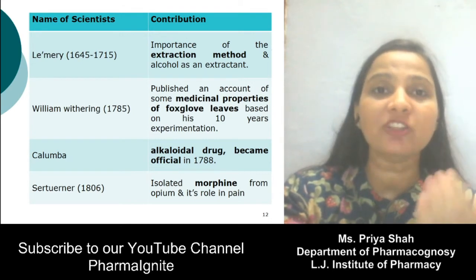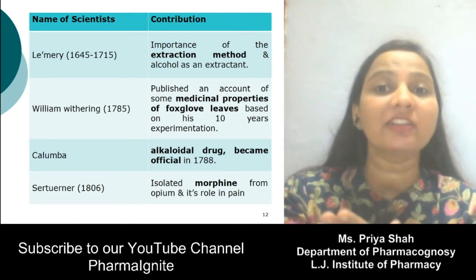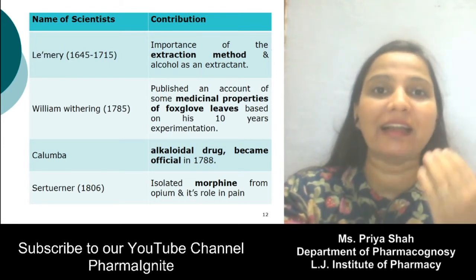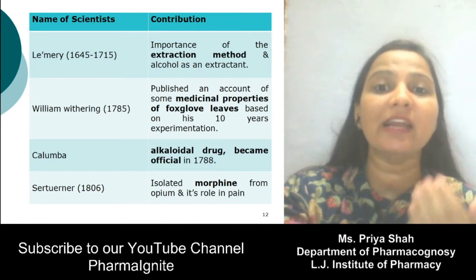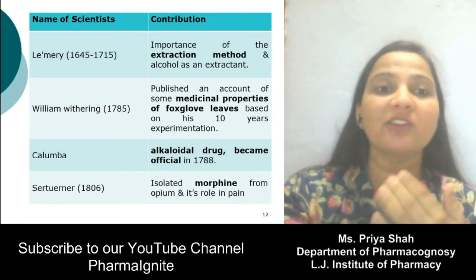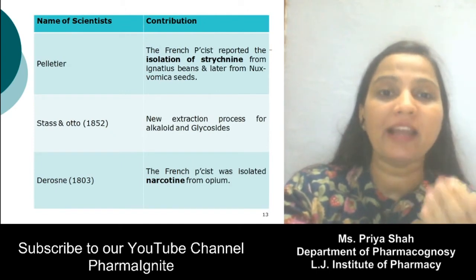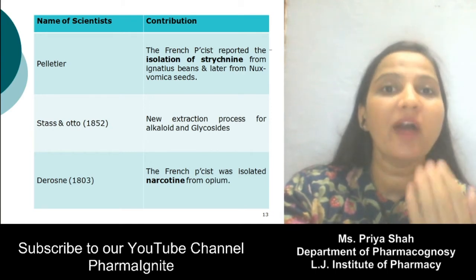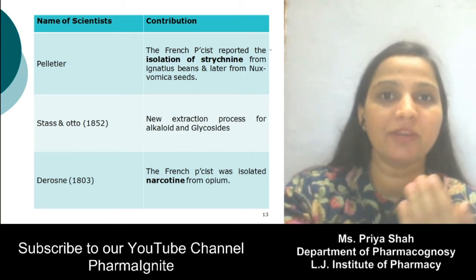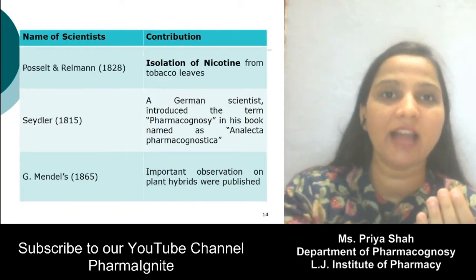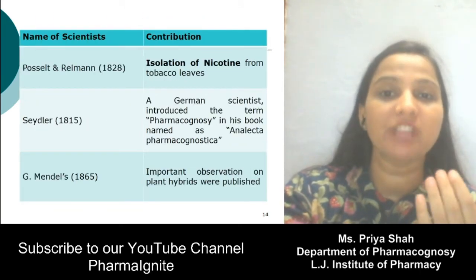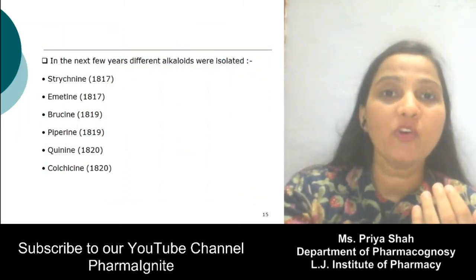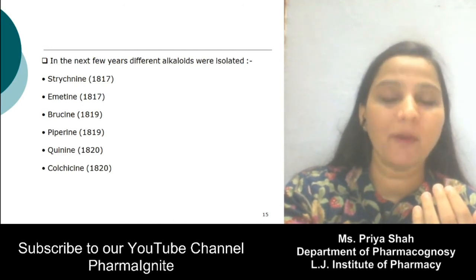Then other scientists' contributions: Mary discovered isolation methods as well as extraction methods, and he showed that alcohol is the best extractant. William Withering showed the medicinal properties of digitalis. Then Pelletier isolated strychnine from nux vomica. Stas and Otto discovered different isolation methods for alkaloids and glycosides. Then Sadler, the German scientist, introduced pharmacognosy in his book, named Analecta Pharmacognostica.